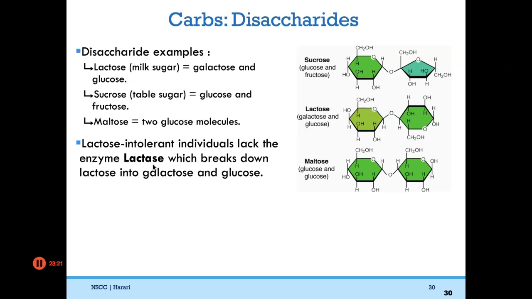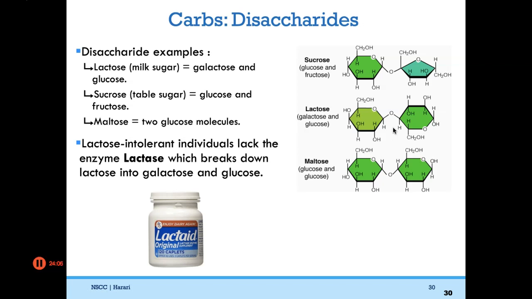So the example I want to give you, some individuals are lactose intolerant, meaning that they don't have the enzyme lactase that can normally break down lactose into galactose and glucose. So again, when we consume milk, this is lactose. And normally many of us have the enzyme to break this down. Lactase is the enzyme that breaks the glycosidic bond. Some individuals, based on genetics, which have a lot to do with ethnicity, do not have the enzyme to break down lactose. And therefore, it becomes unmetabolized in the digestive system, which can cause some discomfort.